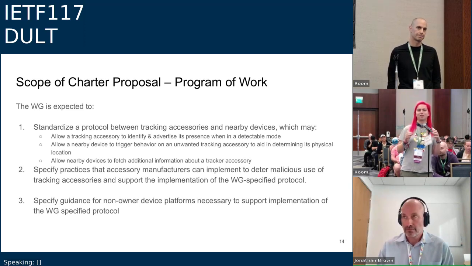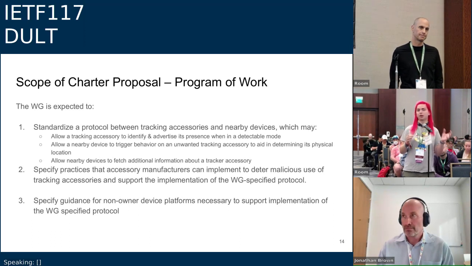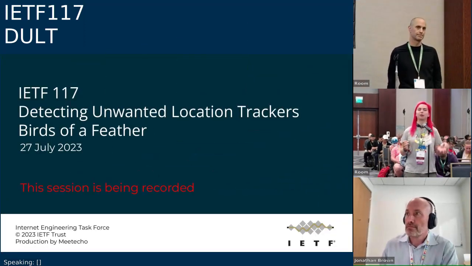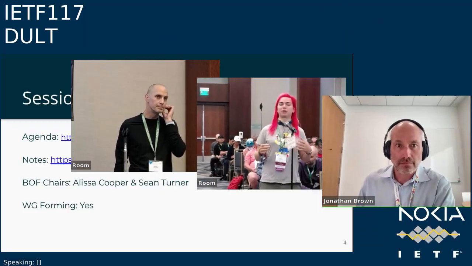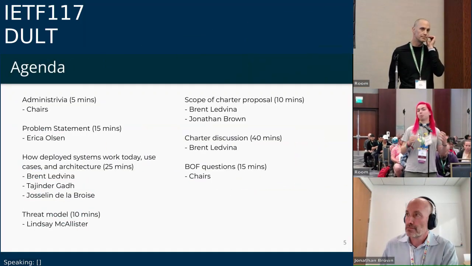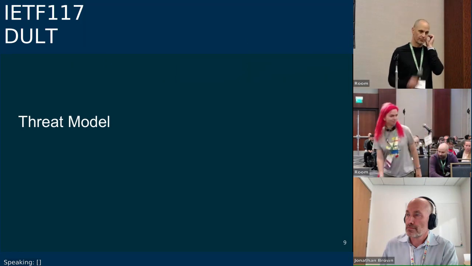But the use case of someone who doesn't have a phone or someone who is too young to be technically literate enough to understand what's going on should not be out of scope. And there should be ways for someone who does not have technology that's not controlled by a third party, such as a child, to be able to know that someone is tracking them without their consent, probably their parents. Thank you.